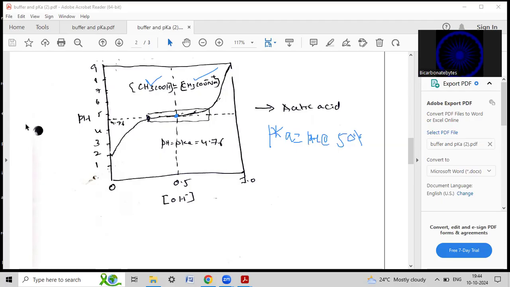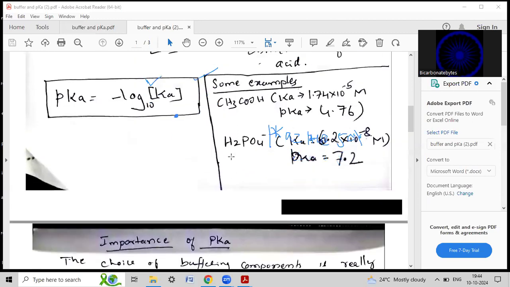Now, what we'll do is move on and look at the pKa and Ka values for phosphate buffer that you generally prepare in the lab. So for H2PO4 minus, this is the acidic component, and HPO4 2 minus would be the conjugate base. For this system, the Ka is 6.2 times 10 raised to minus 8 molar, and the pKa will be 7.2, and this is the closest possible you can get to cytosolic pH.